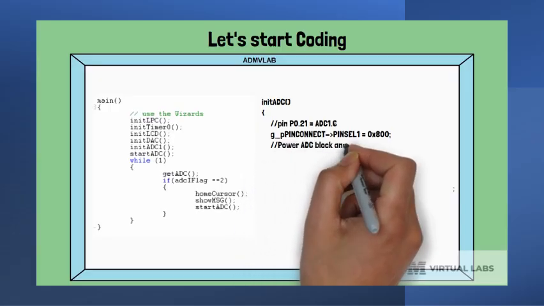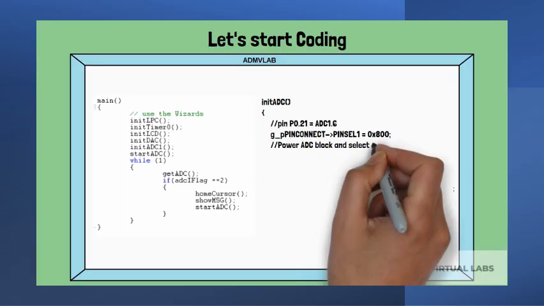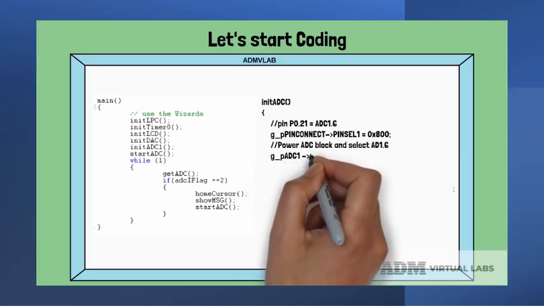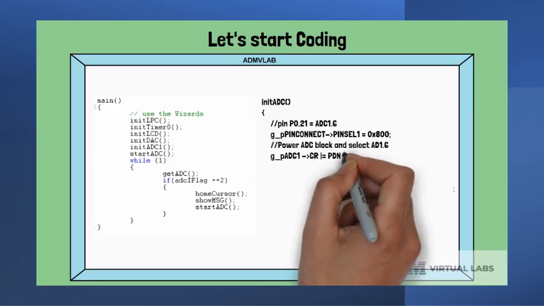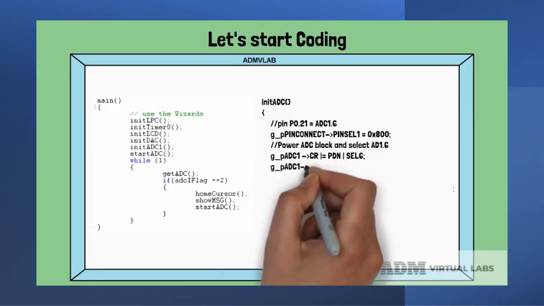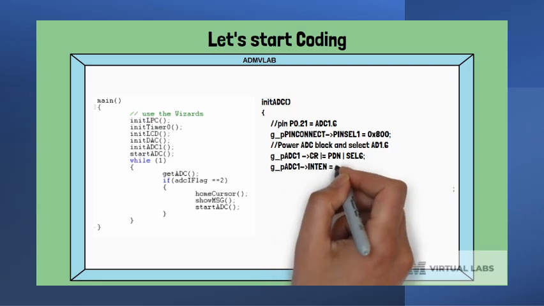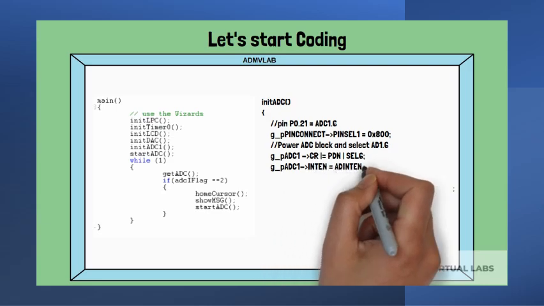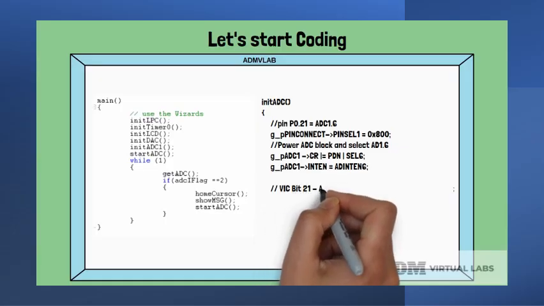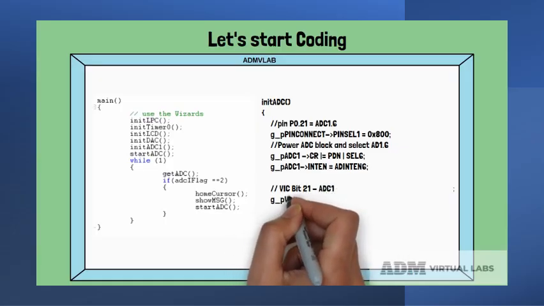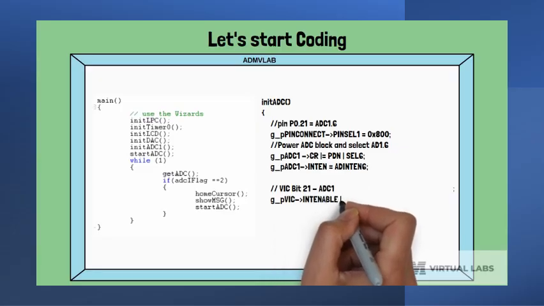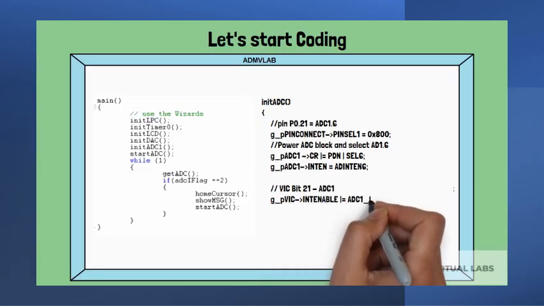LPC 2148 ADC1 has 8 analog input channels. ADC control register bits 0 through 7 allow one of the 8 channels to be selected for analog to digital conversion. We select channel 6. The ADC interrupt enable register bits 0 through 7, when set, identify those ADC channels which are responsible for interrupt generation. In this case, we select the 6th channel.